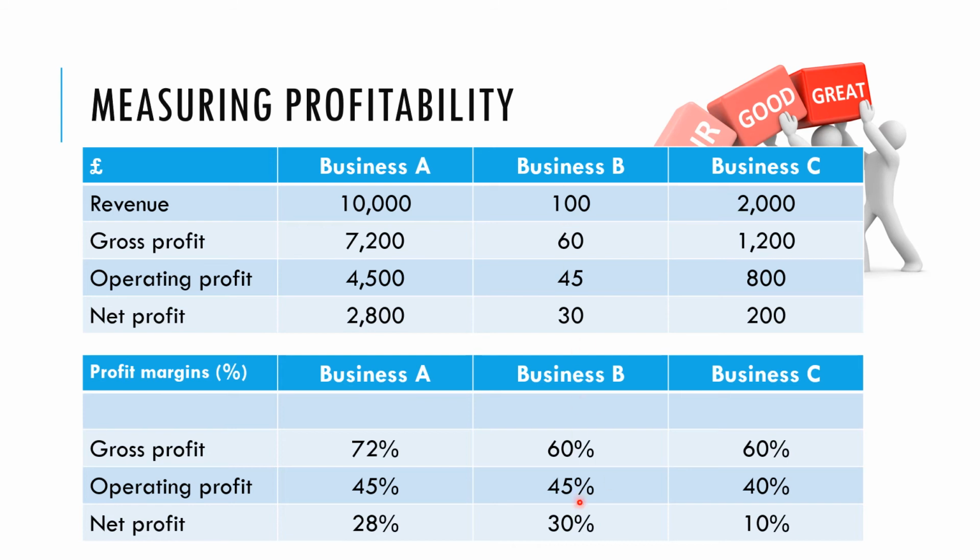Even though business B is the smallest, actually it keeps the largest amount of net profit from its revenue. 30% of all its revenue it keeps as net profit. So you might say it's performing quite well at generating profit, but it allows us to make easy comparisons. And that's what profitability is all about. It's about how effective a business is at generating profit from its activities.